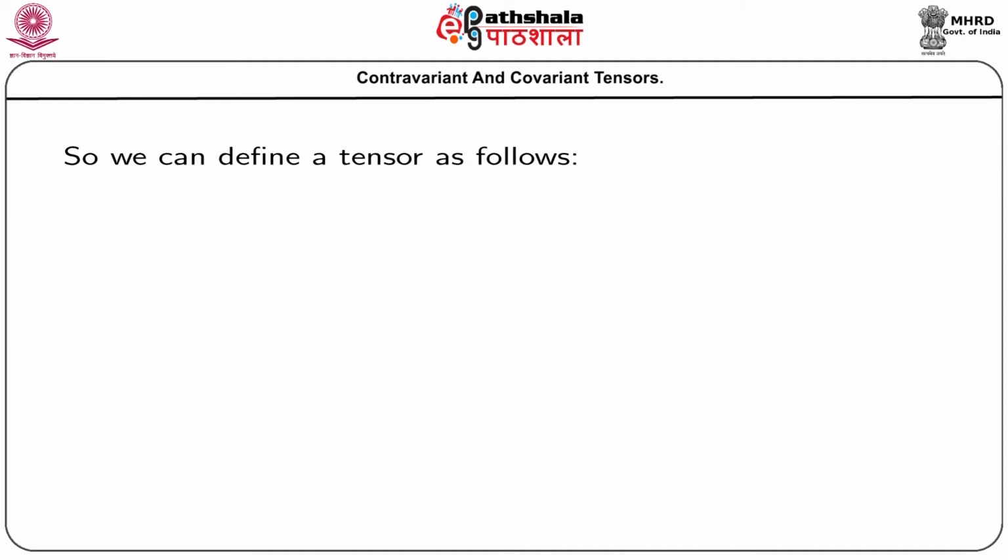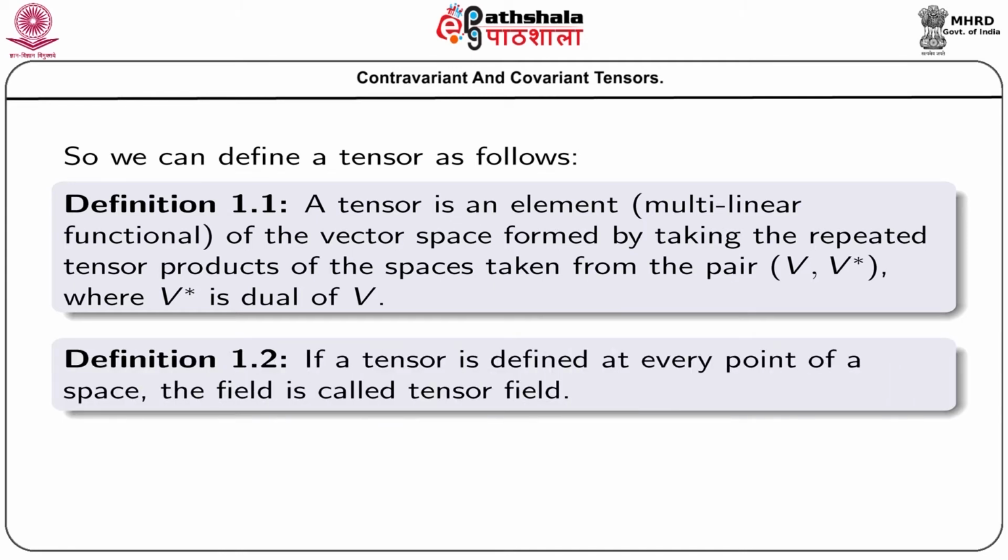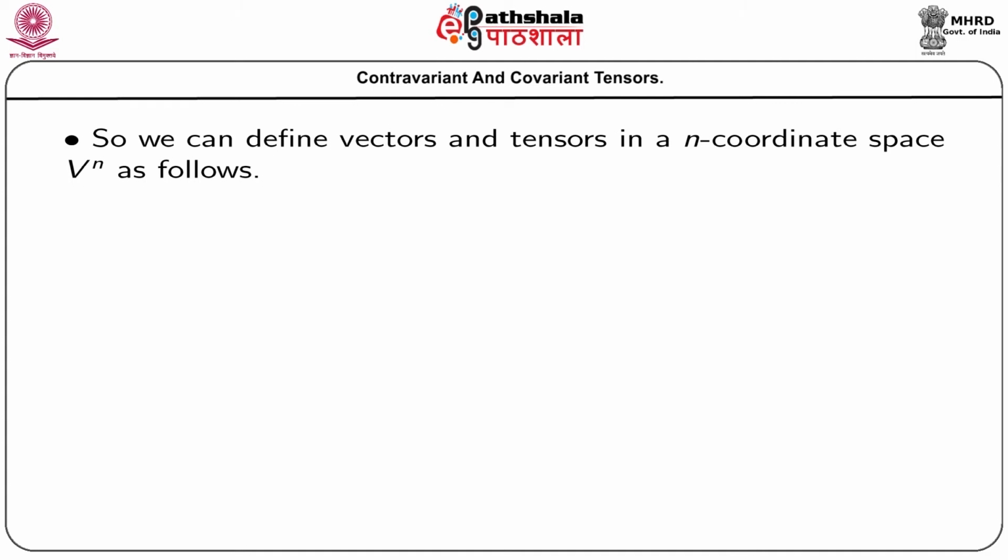So, we can define a tensor as follows: a tensor is an element that is a multilinear scalar function of the vector space formed by taking the repeated tensor products of the spaces taken from the pair V and V star, where V star is the dual of V. So, a tensor is a multilinear scalar functional. If a tensor is defined at every point of a space, the field is called a tensor field. So, we can define vectors and tensors in an n coordinate space Vn as follows.